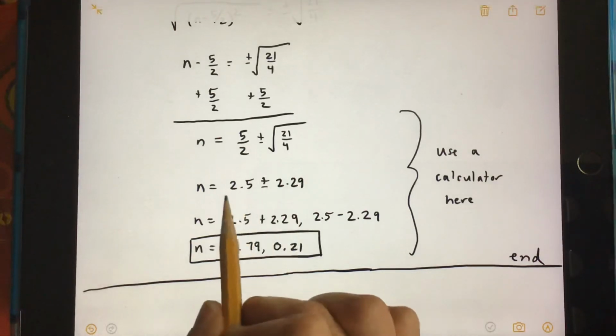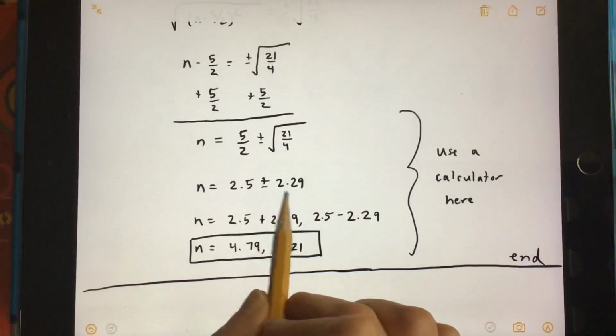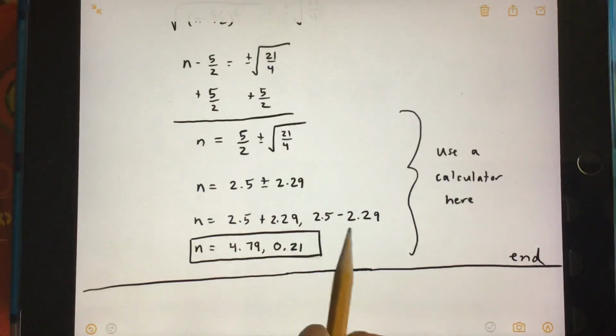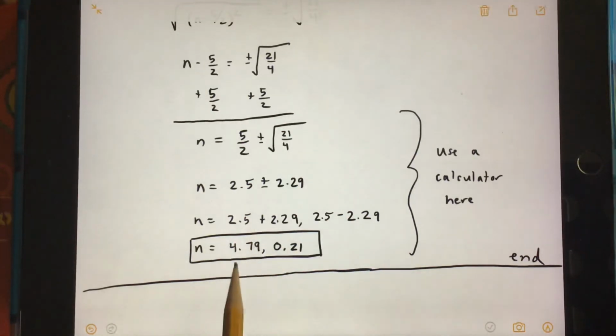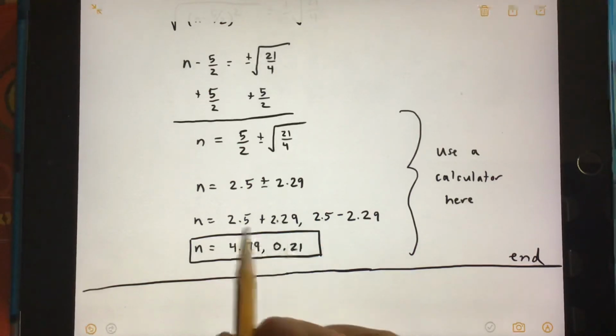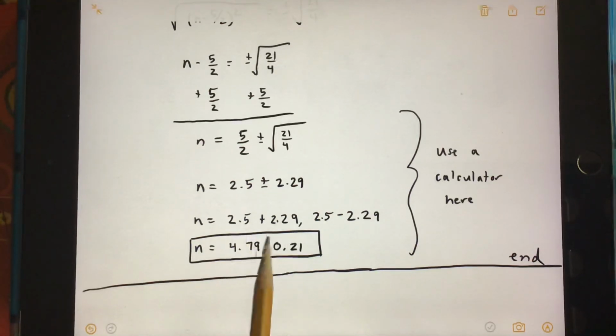Here I am breaking apart 2.5 plus or minus 2.29 into two separate expressions, and then using my calculator to help me work those out if I want to. These are easy enough actually to do without a calculator, but a calculator is fine here. So n will be equal to 4.79 and 0.21. All right, that concludes our guided practice problems for 9.5a.